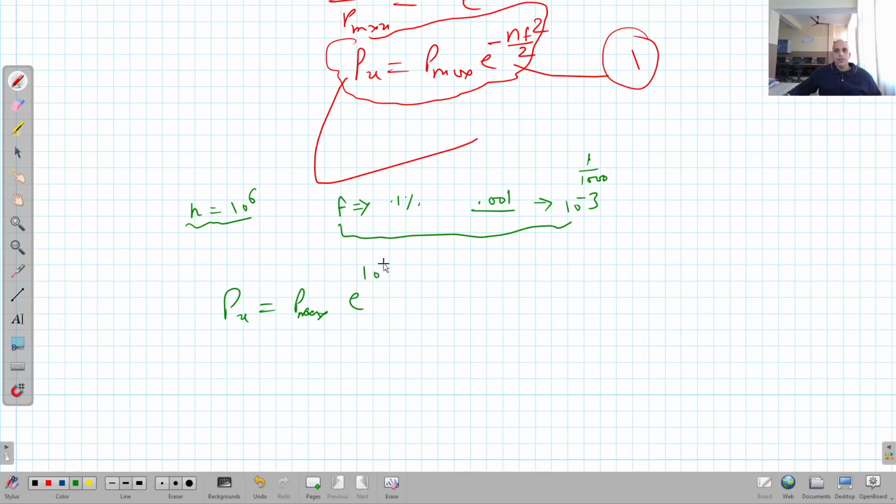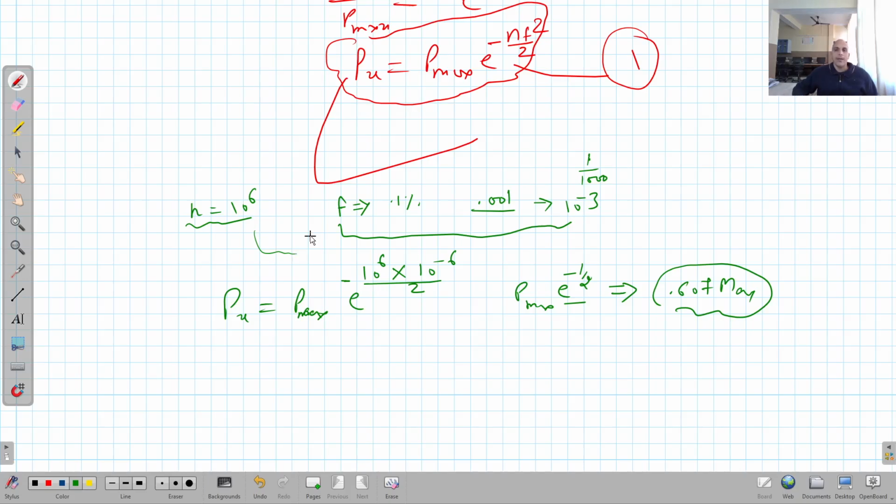N is 10 raised to power 6 into f square. F square means 10 raised to power minus 3 square, which means minus 6, divided by 2. So it will give me 10 raised to power 6 minus 6, which is 10 raised to power 0. It was also negative there, so it will give me p max into e raised to power minus 1 by 2. If I put the value of e raised to power minus 1 by 2, it is 0.607 p max, right? So this is the first case when the number of particles is equal to this.